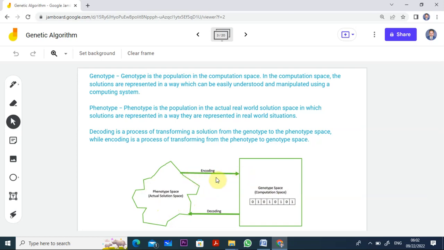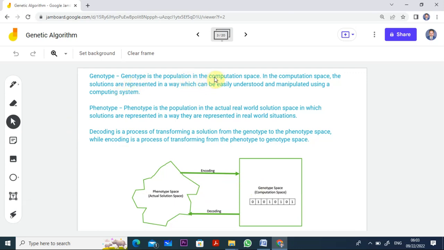Encoding is a technique by which the actual solution space, or phenotype space, is converted to computation space, or genotype. The reverse process is decoding. In decoding, we are converting the computation space into the actual solution space, or genotype to phenotype. The same thing is given here.